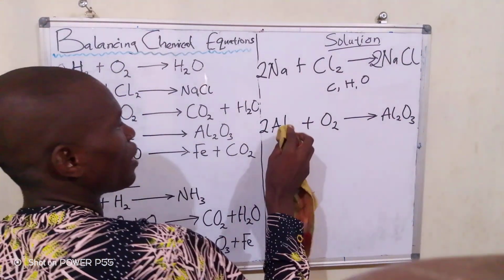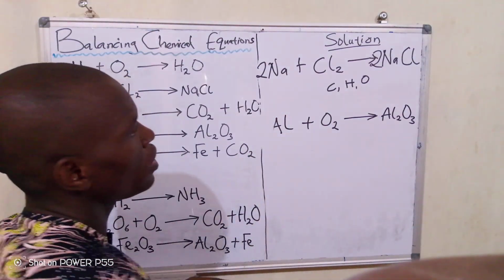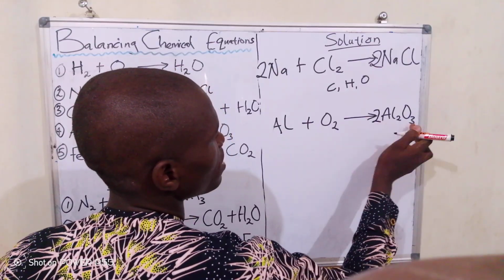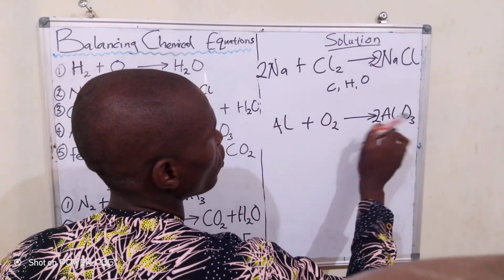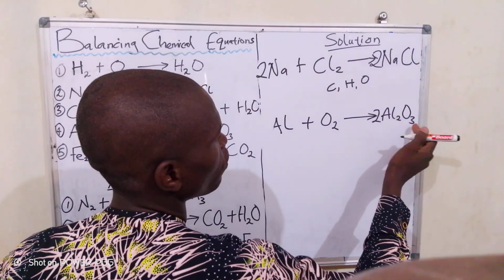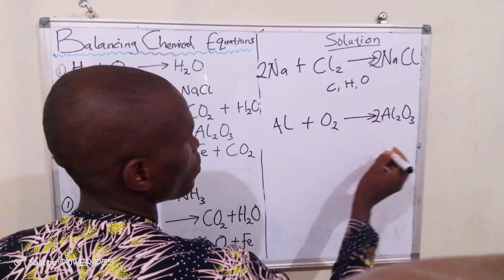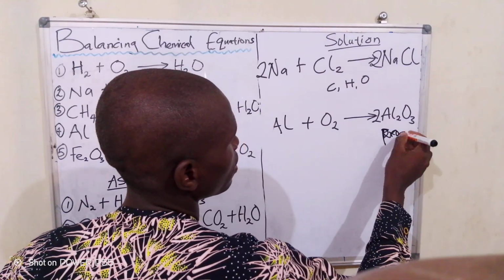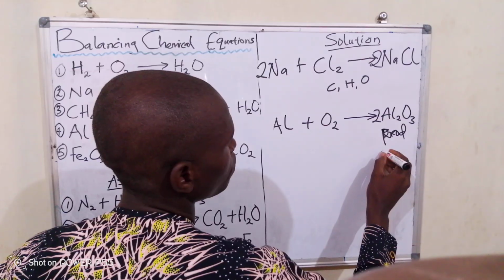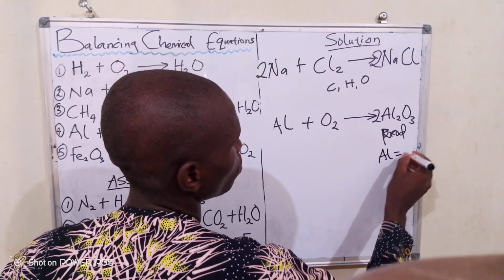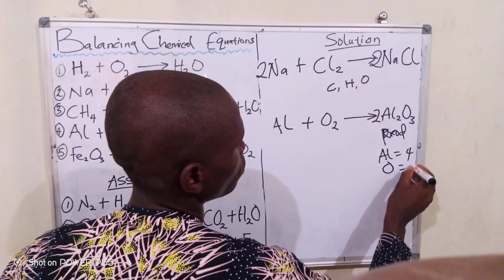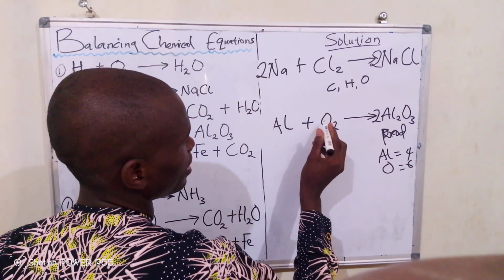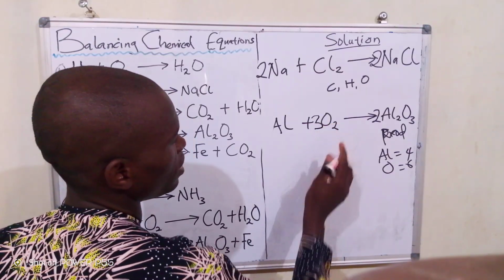So what do we do in this case? Let's add 2 here, so that this will become 6 now, and this will become 4. Are you getting it? 2 times 2, 4. 3 times 2, 6. So here now at reactants, now at products, we have aluminium to be 4, oxygen to be 6. So let's balance this side too. How do we make oxygen 6 here? We add 3. 2 times 3, 6.